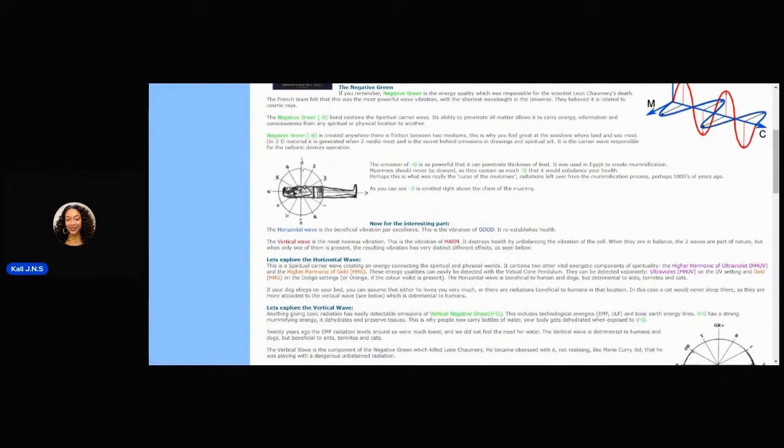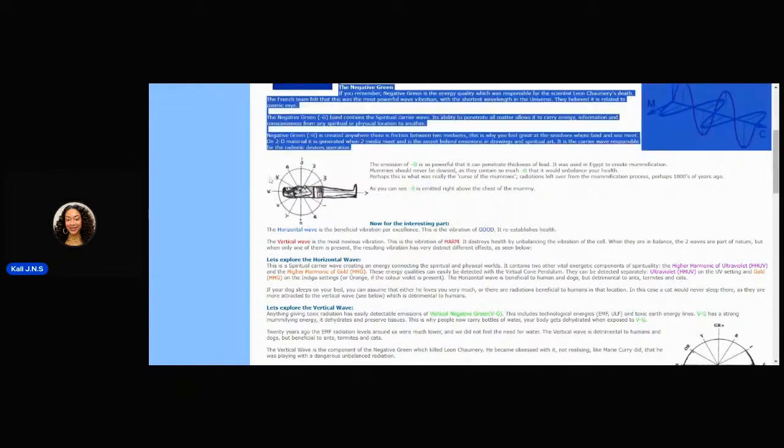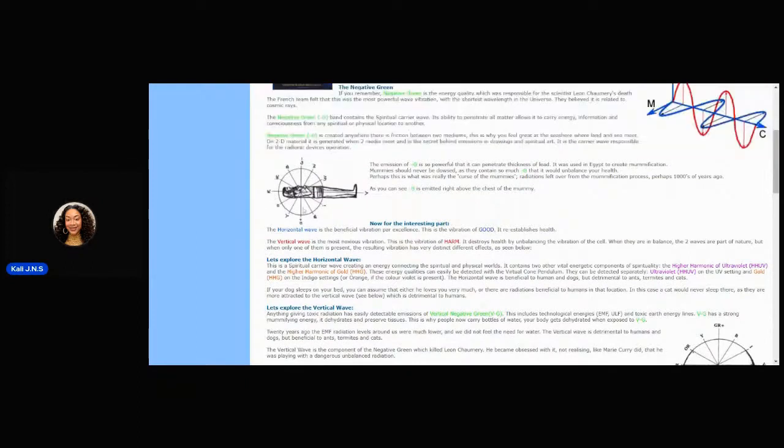And so let's go here. So as you can see, when you measure the negative green of a pharaoh itself, it will emit from the center of the chest, the negative green. Okay, and it is very powerful. It can penetrate lead. And like I was saying, it was used to start the mummification process.